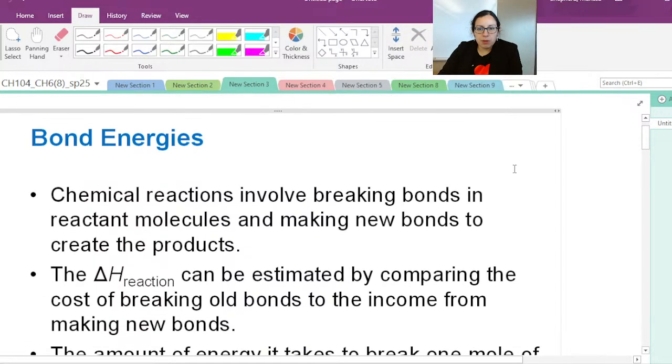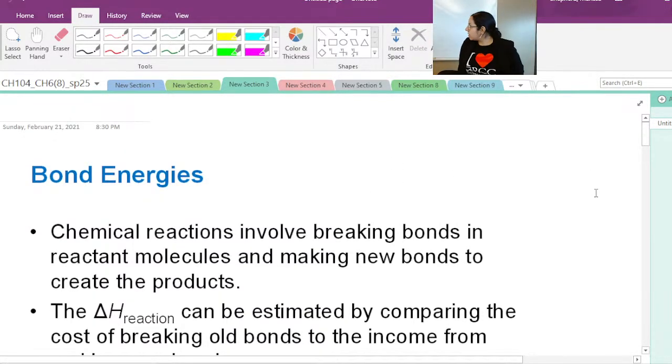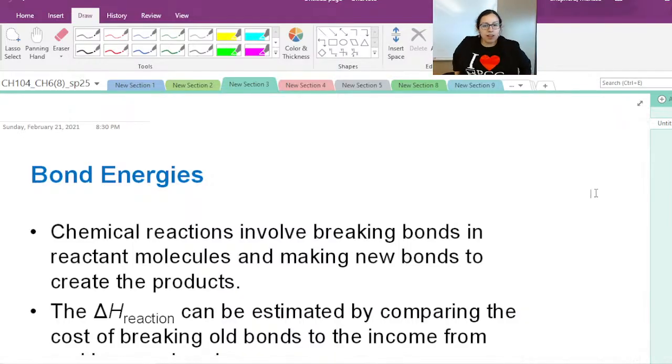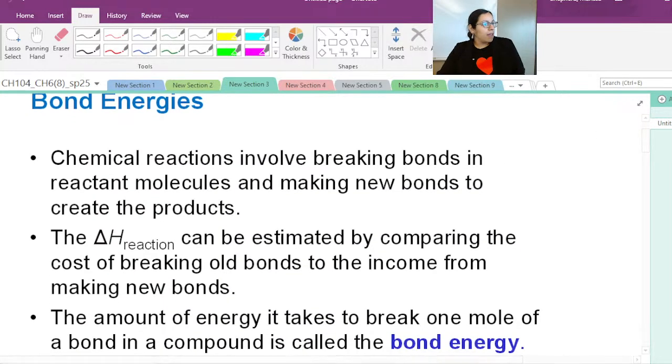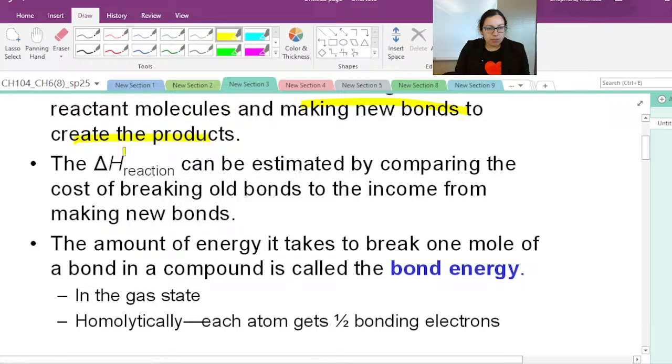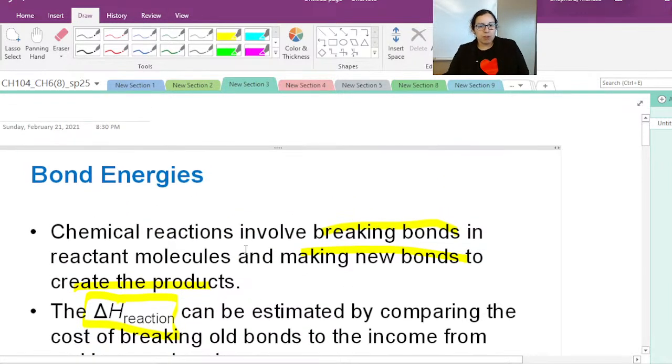All right, so let's start with bond energies. So like I mentioned, we at least want to appreciate how much energy is in these bonds. And so chemical reactions, of course, involve breaking bonds in our reactant molecules, and then we might make new bonds to create the product. And so now we have this little symbol here, delta H, and so maybe we should define it.